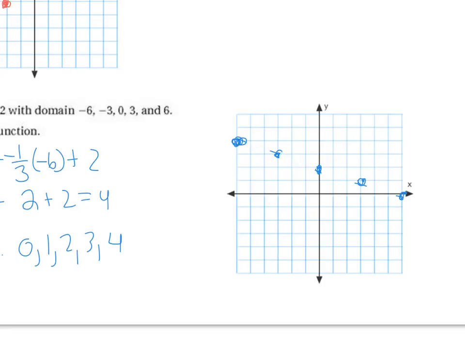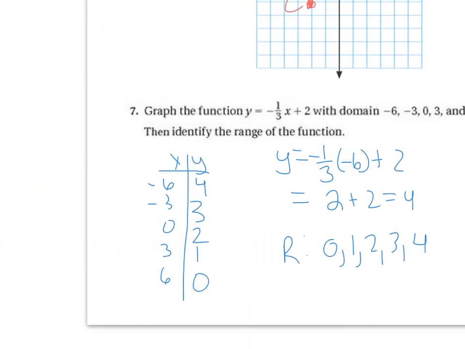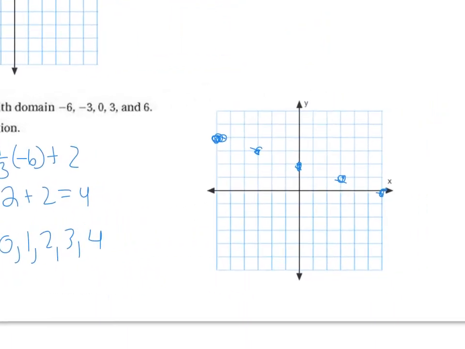Well, let's look back. Did it say graph the line or just graph? Oh, it said graph the function. So it says graph the whole function by using that. So we need to do this. Okay.